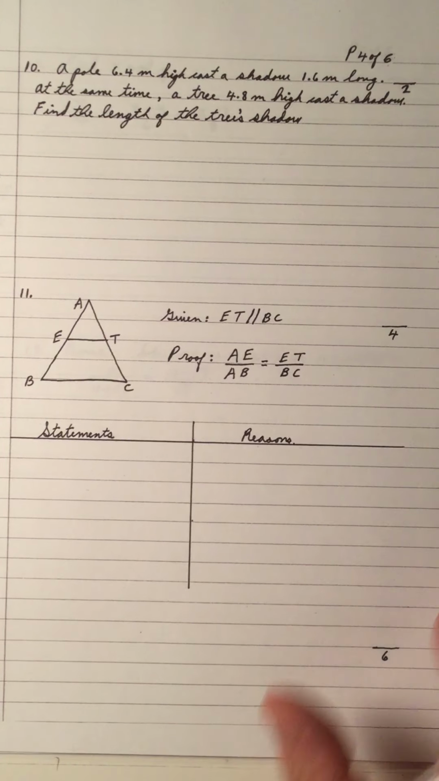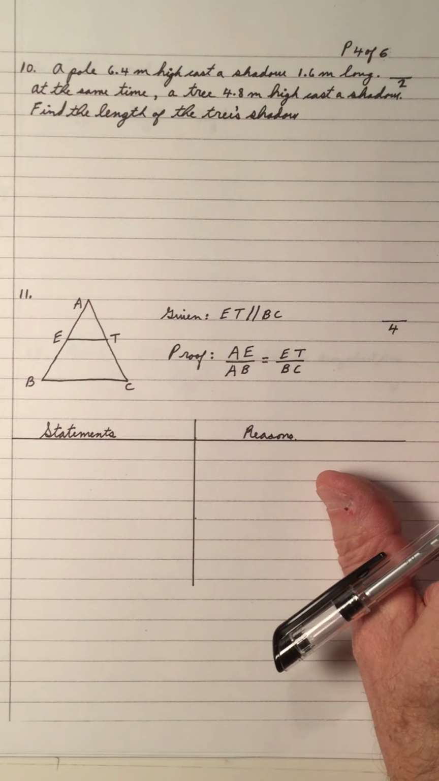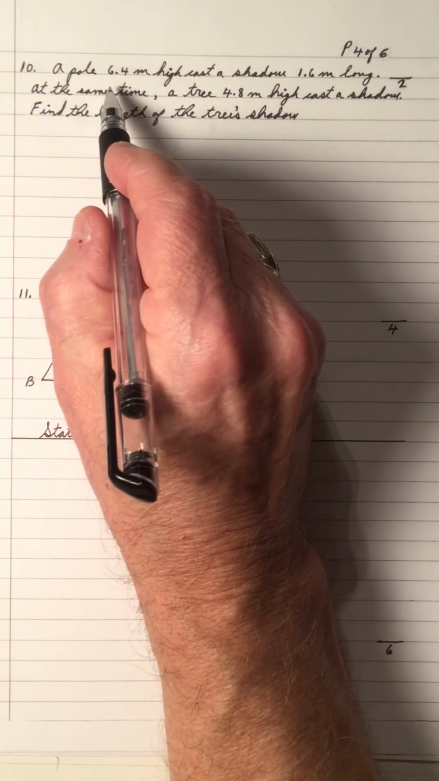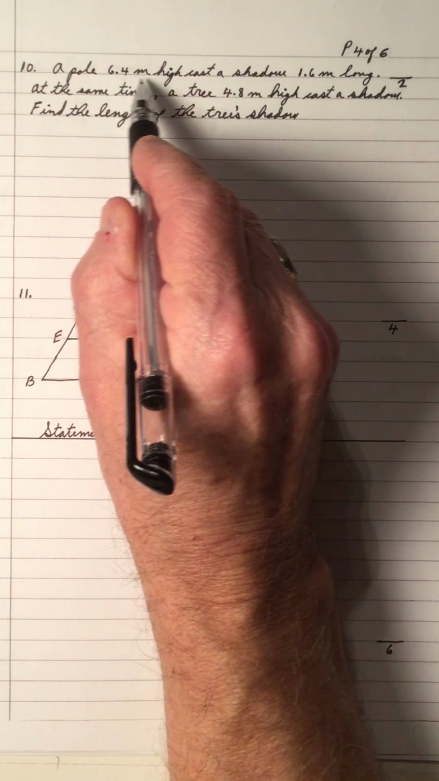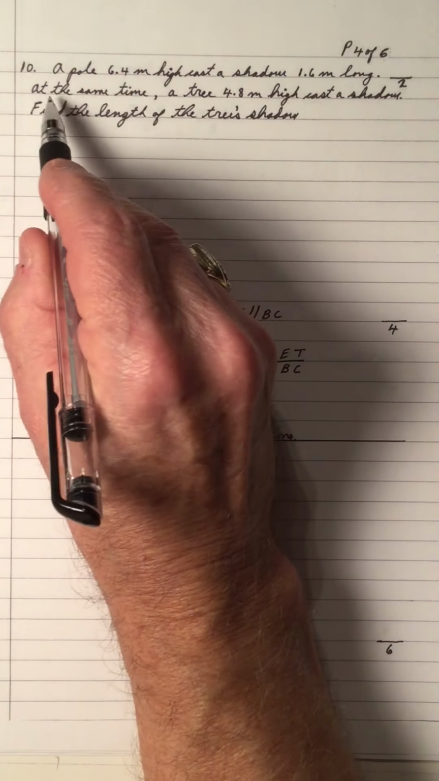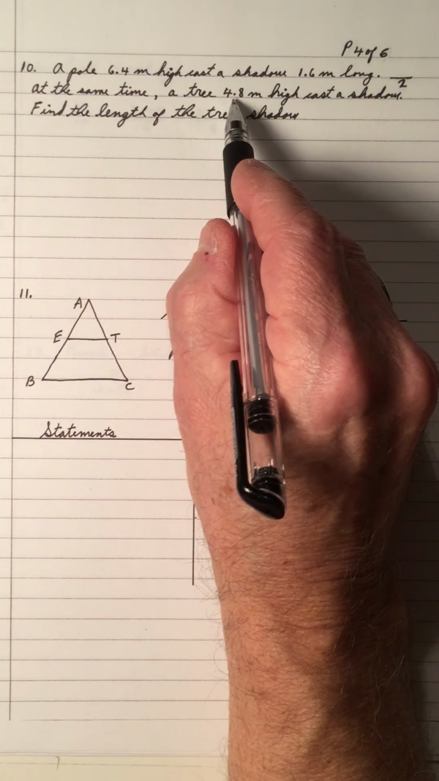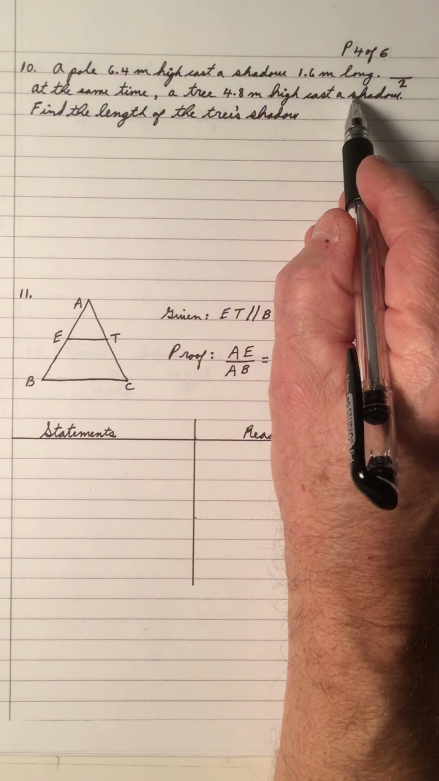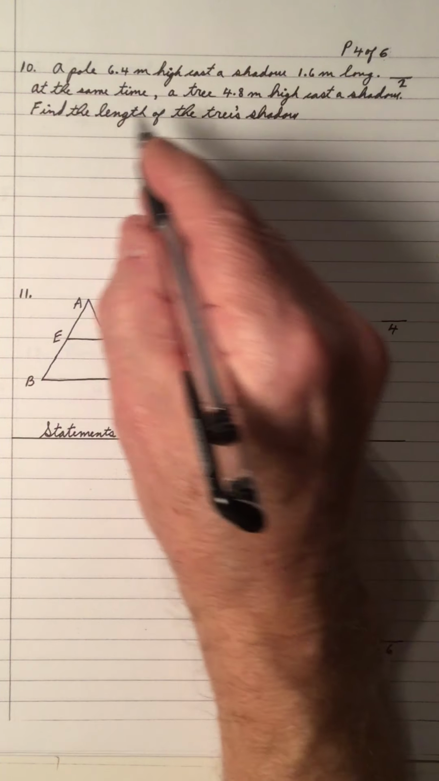Let's continue. And we have a pole, 6.4 meters high, casts a shadow of 1.6 long. At the same time, a tree 4.8 meters high casts a shadow. Find the length of the tree's shadow.